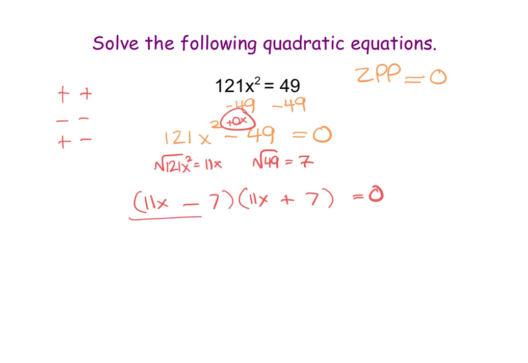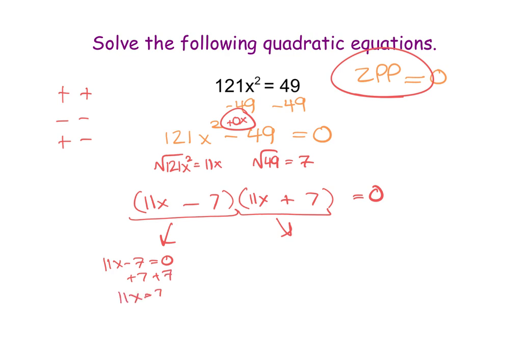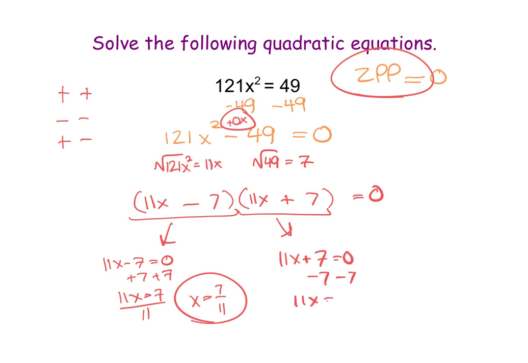because I have a product of something times something equals 0, I can use the zero product property and solve. So here I would have 11x minus 7 is equal to 0, and I would add 7 on each side, divide by 11. So there's our first answer for x, and then finally we would solve here, subtract 7, divide by 11, and our second answer is the negative version.